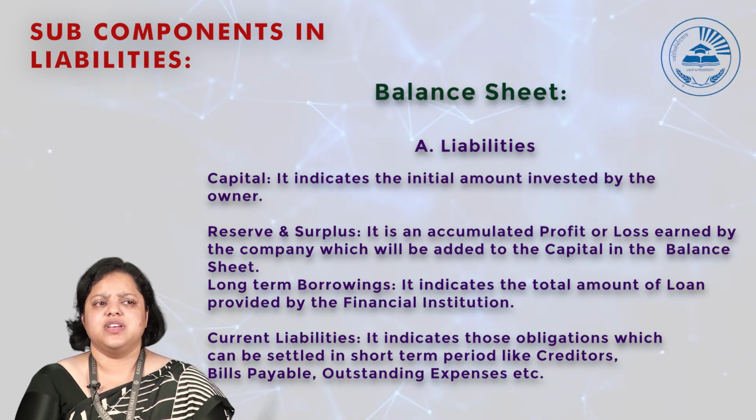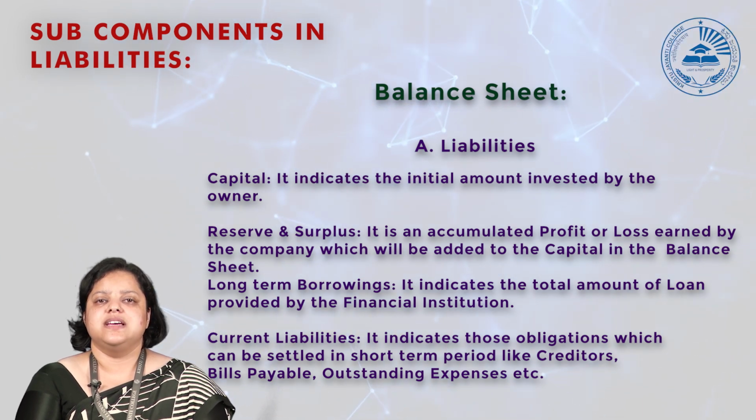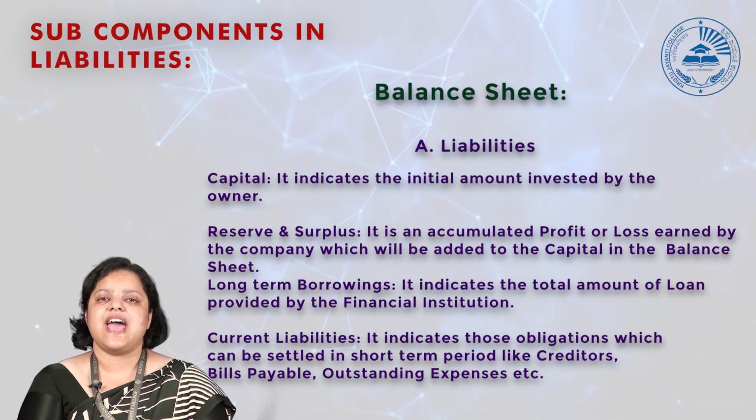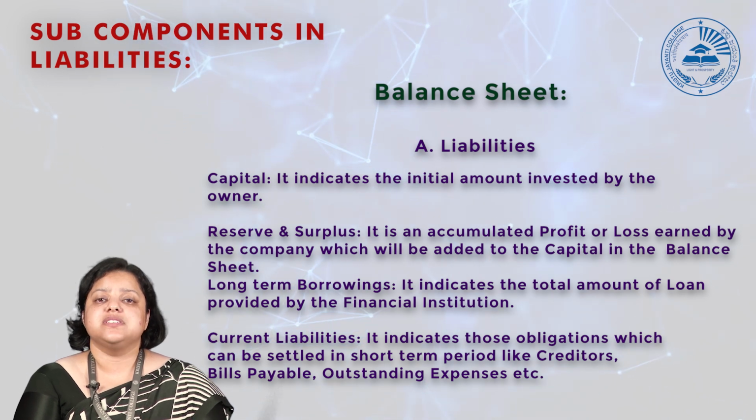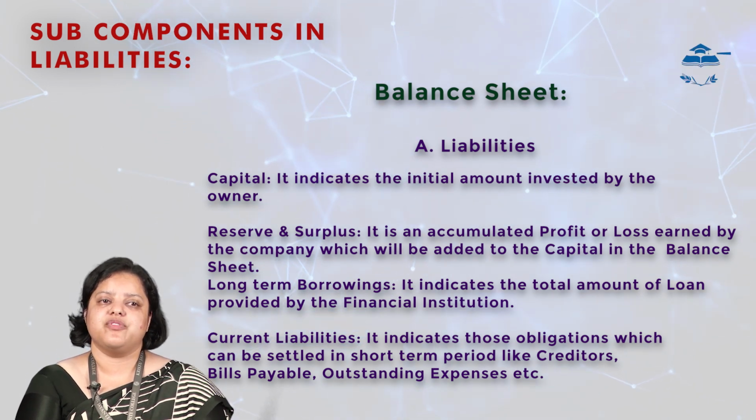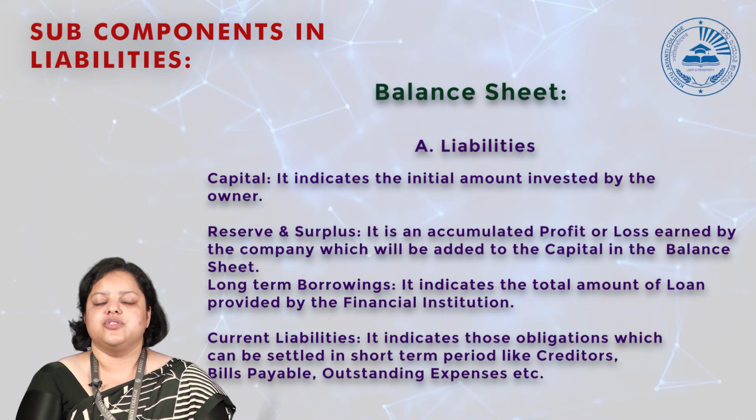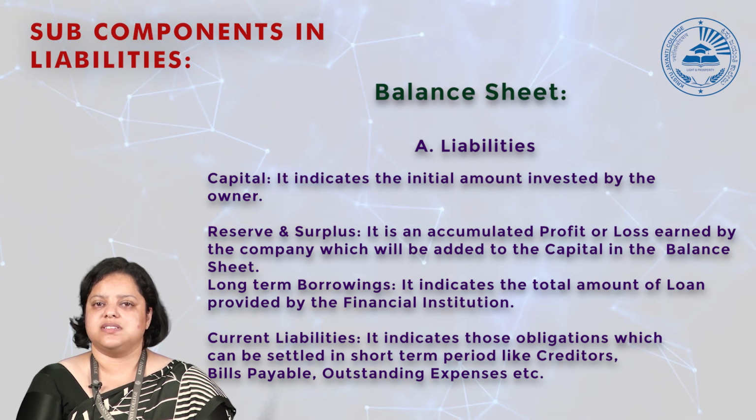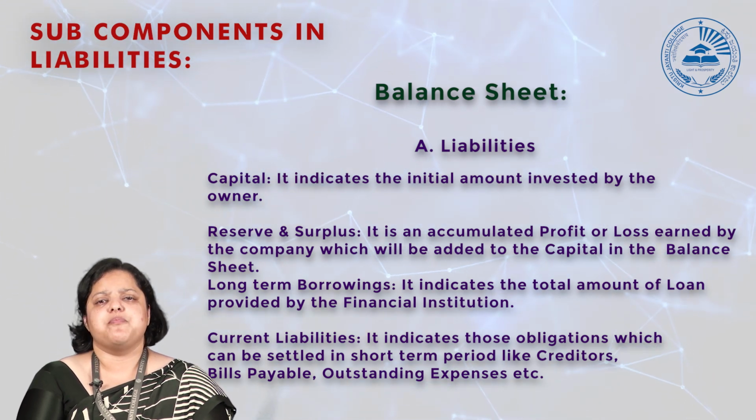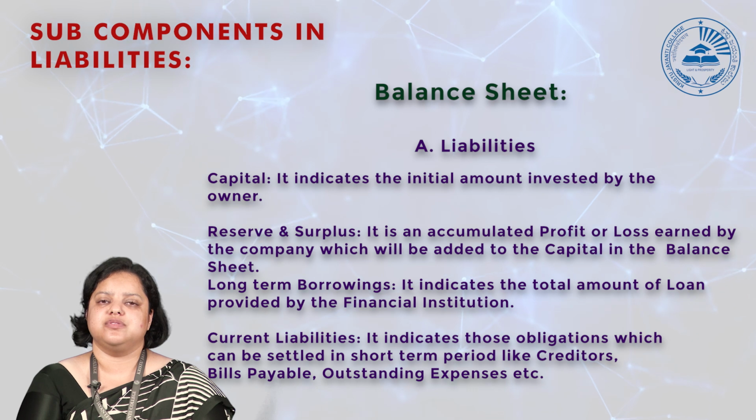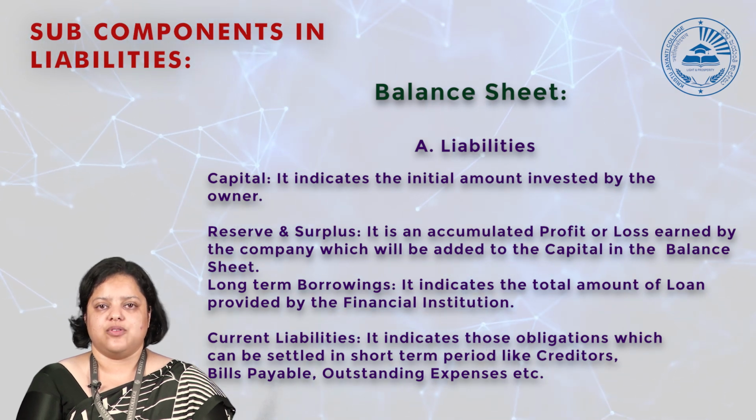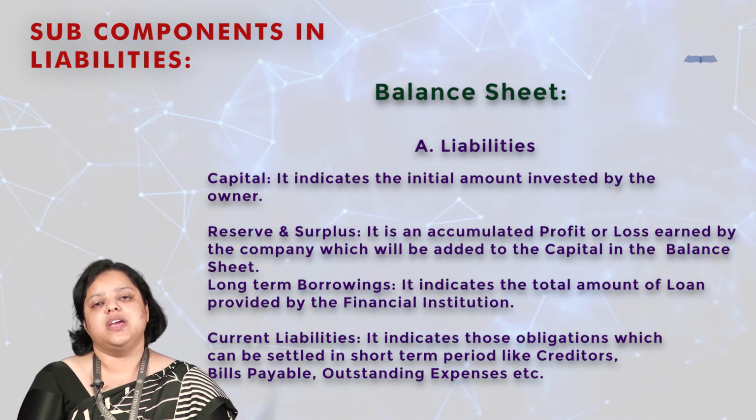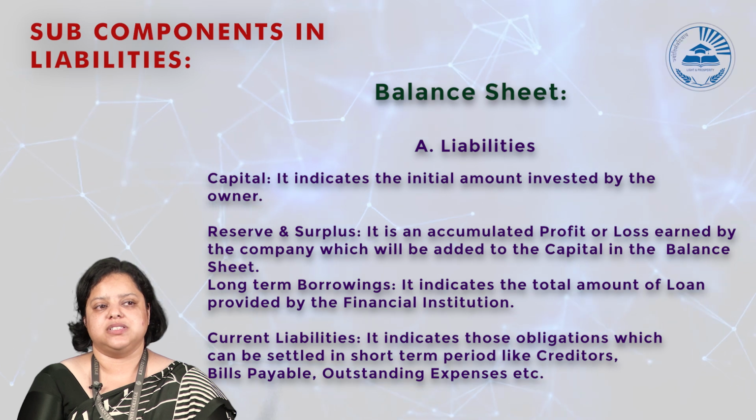Next subheading we are having is reserve and surplus. Reserve and surplus means it is an accumulated profit which is transferred from our net profit to the reserve account. So during all the previous years, if we earned any profit, a part of the profit we are transferring to the reserve and surplus account, and the same amount we are showing in the balance sheet.